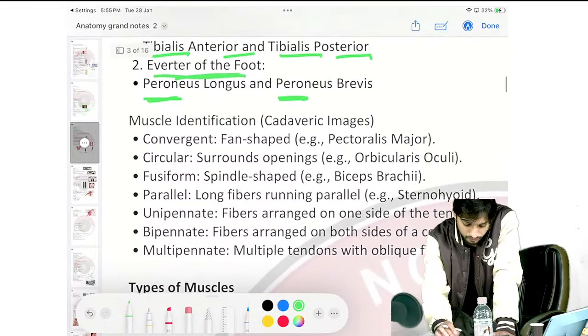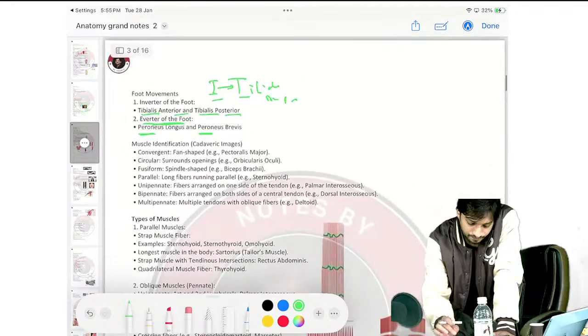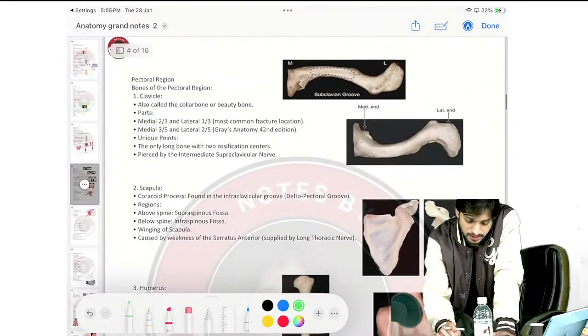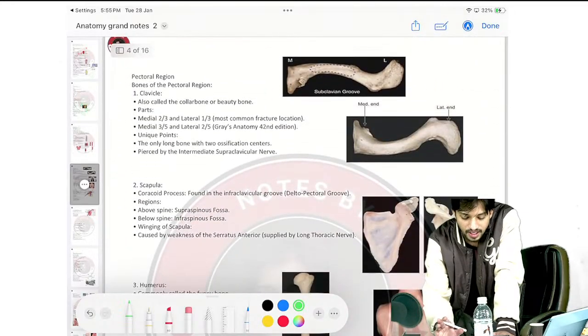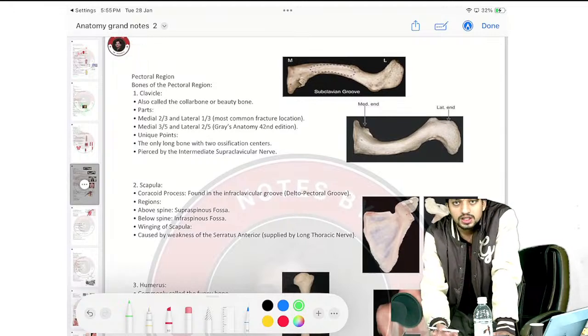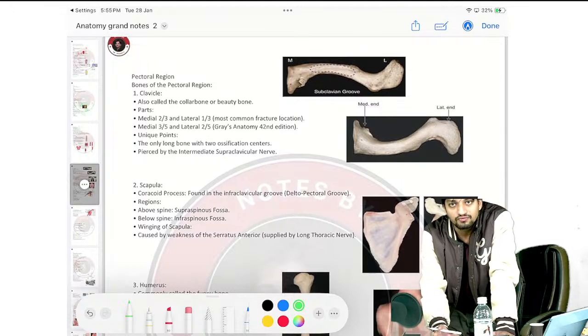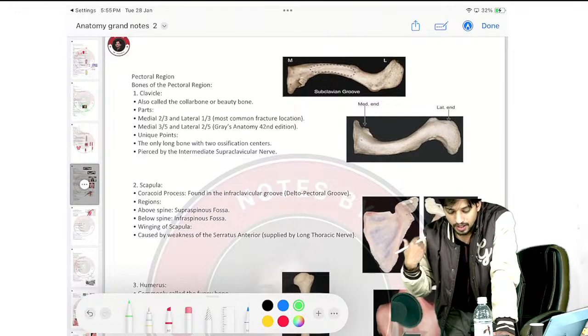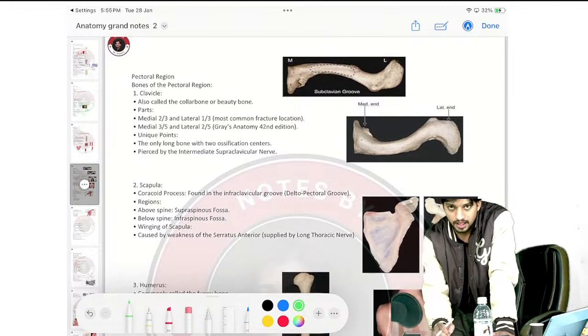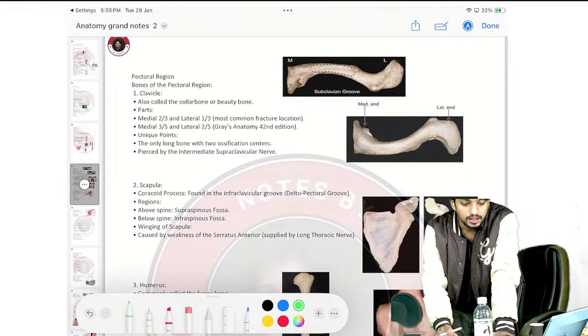Now, just have a look, guys. Before moving anywhere, we will be discussing some of the bones and the bony features in the pectoral region and in the upper limb portion. Now, we will be looking at the osteology part.